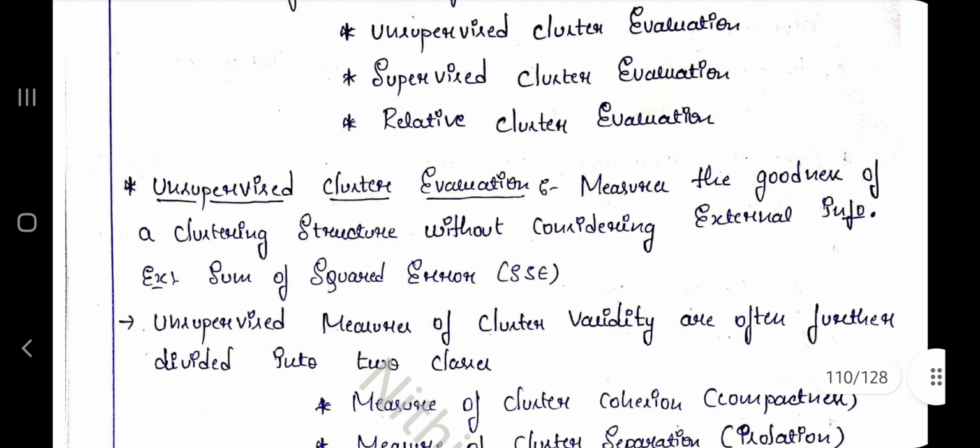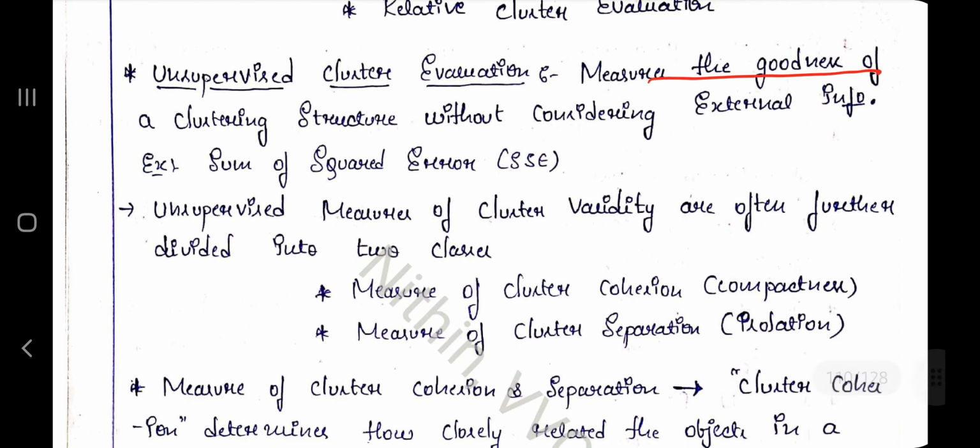In unsupervised, the first thing you need to write is, it is a measure of goodness of the clustering structure. It is a measure of what? Goodness of the clustering structure, how well the structure is, without considering the external info. Here the supervision is not there, so we will not consider any external info. Without external info, you will try to find out if the cluster is good or not, measuring the goodness of the clustering structure. So that's the first key point.